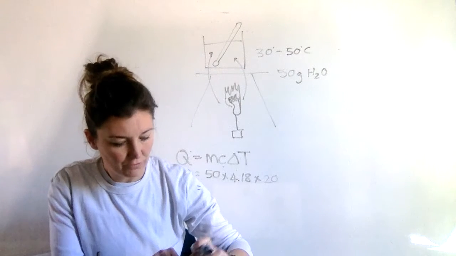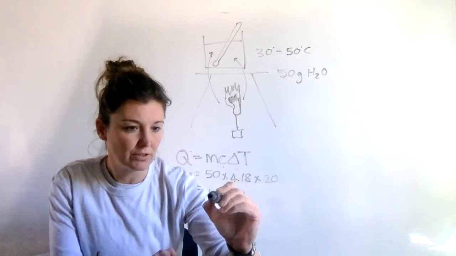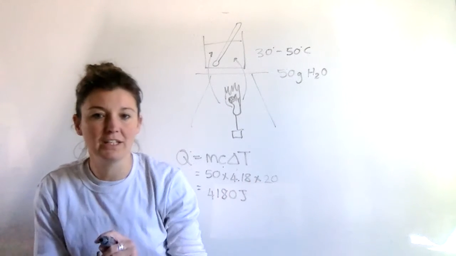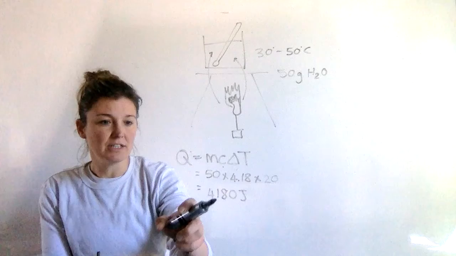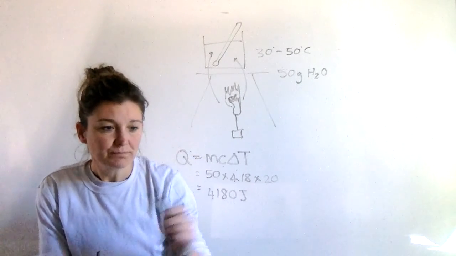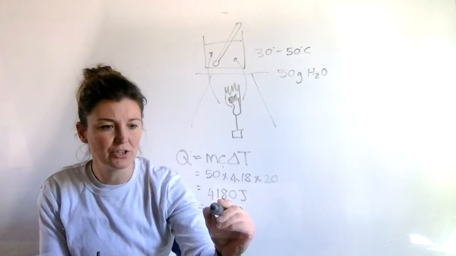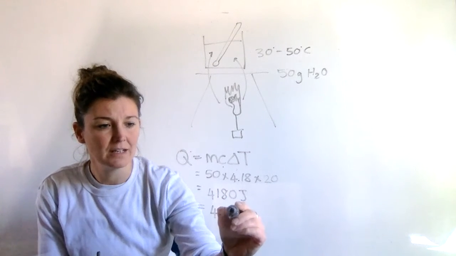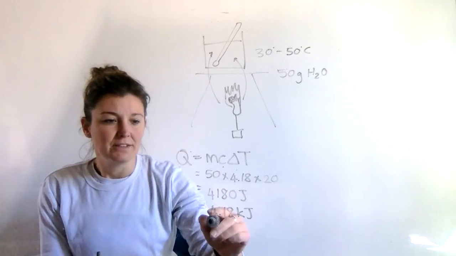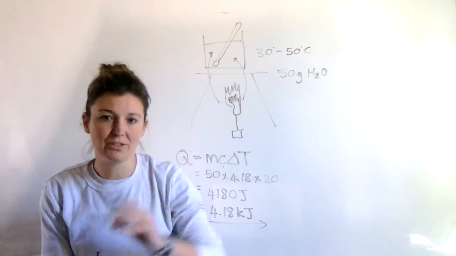50 times 4.18 times 20. That will give you the amount of joules of energy that has been released. So this amount of energy has been absorbed by the water. Because energy is measured in kilojoules, we convert this into kilojoules, so it's going to be 4.18 kilojoules of energy, right? And that tells us how much energy has gone into the water, which is great to start with.